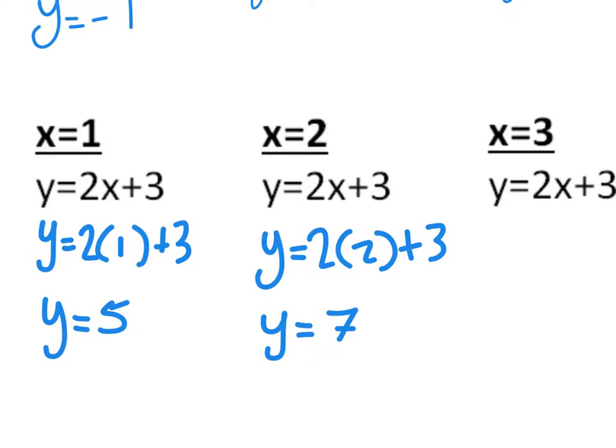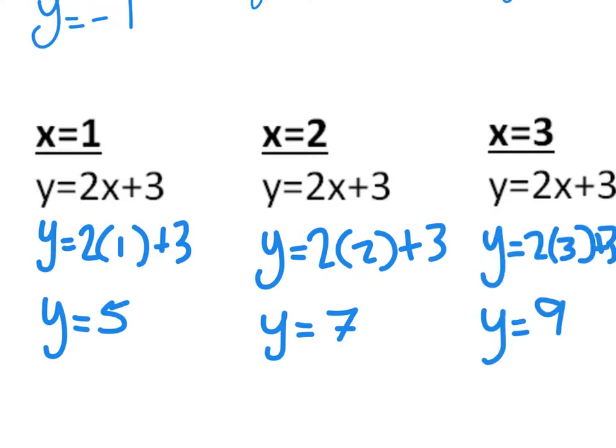And now we're going to do the same for x is equal to 3. So we have y is equal to 2x plus 3. Swap the x for 3 with brackets around it. 2 times 3 is 6. And 6 plus 3 is 9. So y is equal to 9. So our third coordinate there is 3, 9.